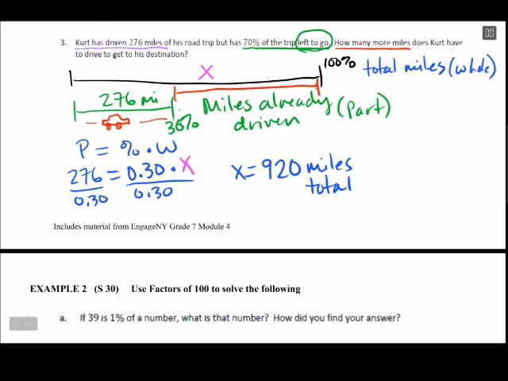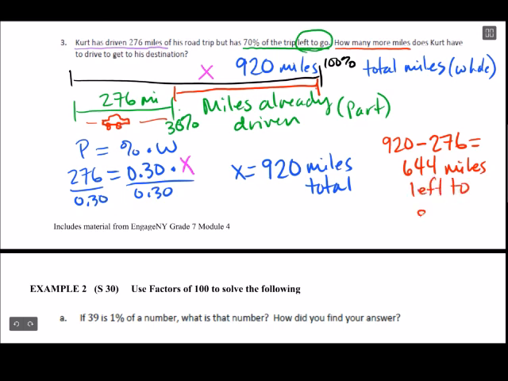We subtract. We know that our total here is 920 miles, and if we take our 920 miles and subtract what we have already done, then that is going to give us 644 miles left to drive. So now we have answered our question. This one was a little bit tricky, but I believe you can figure these out.